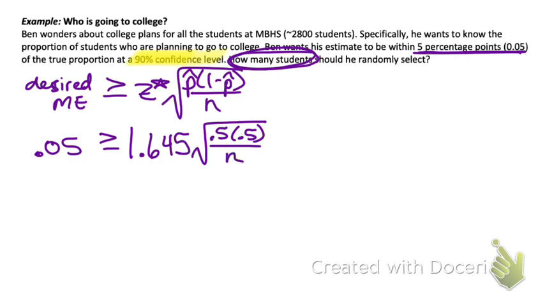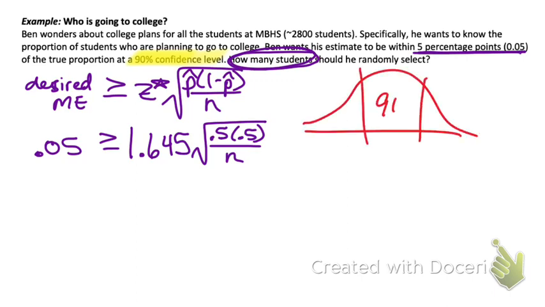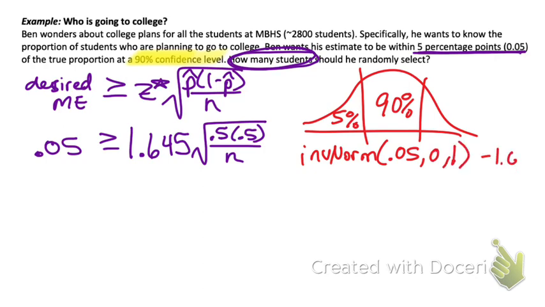Is there a way to calculate it? Yes, there is a way to calculate it. Remember, if you do 90% in the middle, and you have 5% here, and you do inverse norm of 0.05, 0, and 1, you'll get negative 1.645, and you drop the negative.